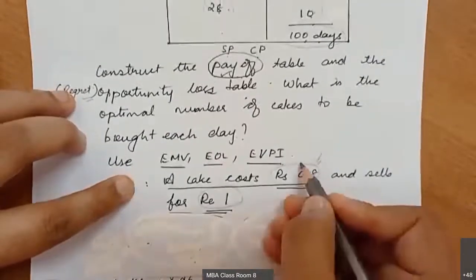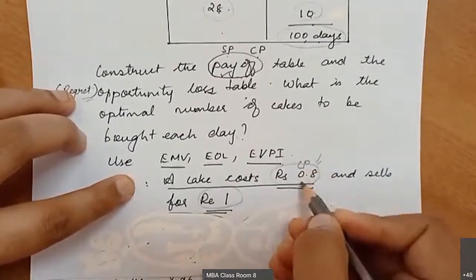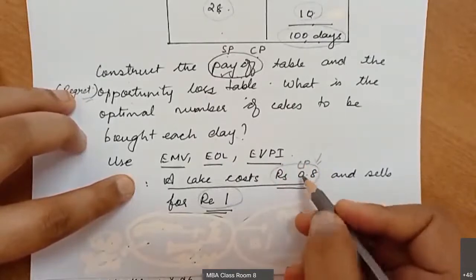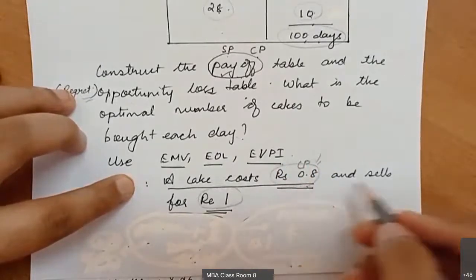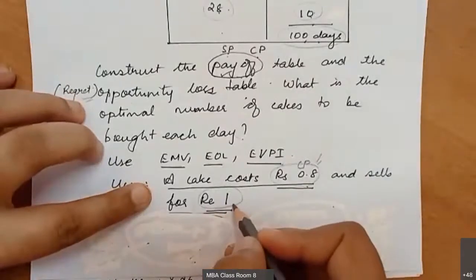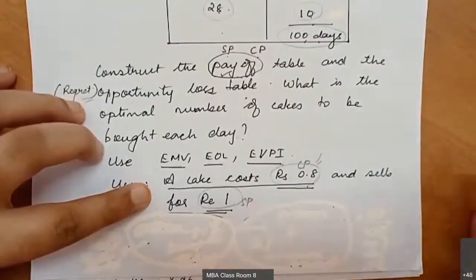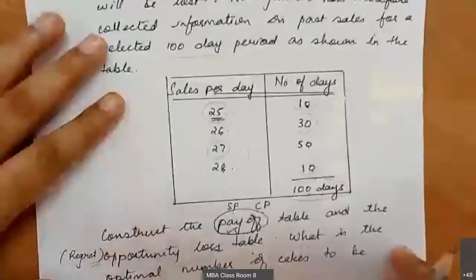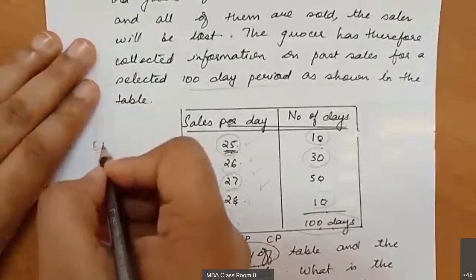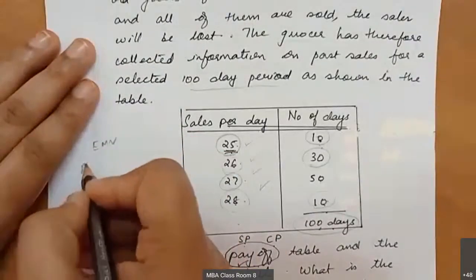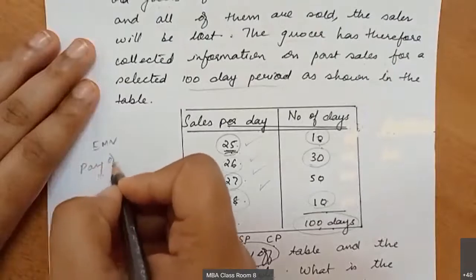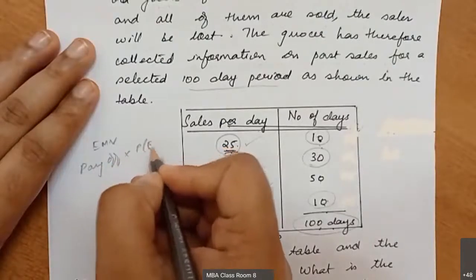Okay, this is the cost price. The shopkeeper is buying one cake for 0.8 rupees and he is selling it for 1 rupee, which is the selling price. Is it clear? For calculating EMV, what do we need? We need the payoff. What is the formula? Payoff multiplied by the probability.